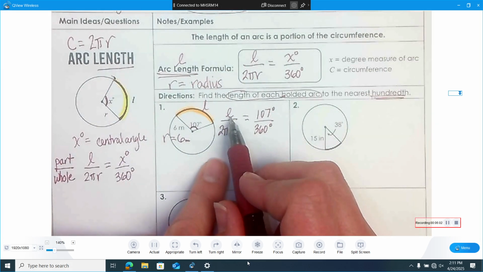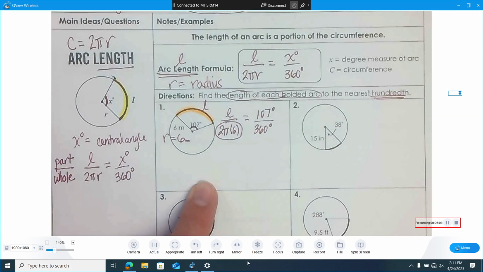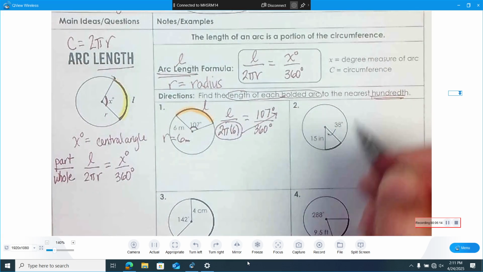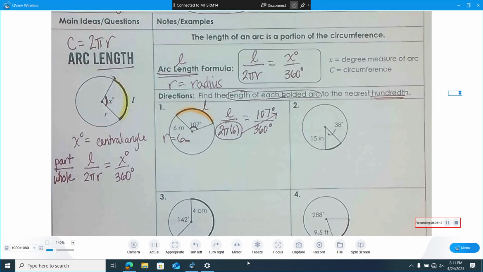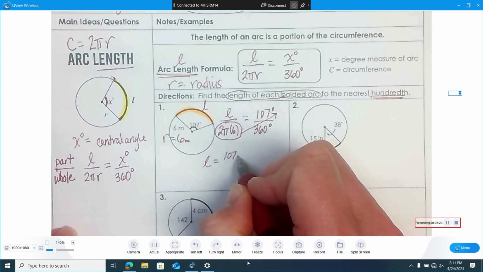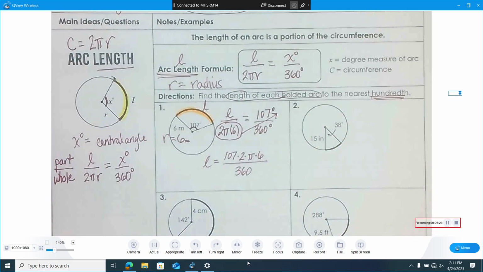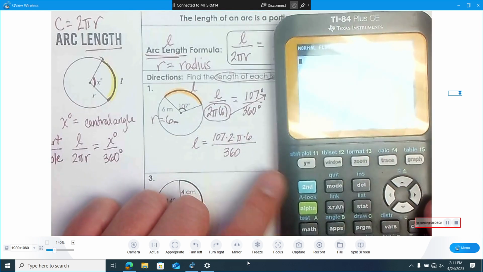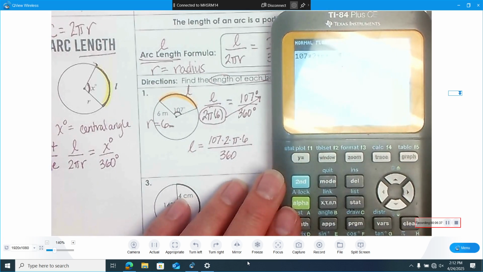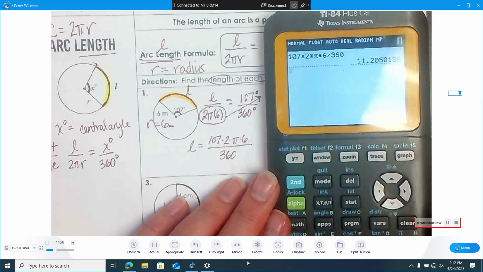Now, I'm trying to get L all by itself. So what can I do with all of this stuff? You can cross multiply. I'm going to make it a little bit easier and say, hey, all we really need to do is multiply it to the other side. Okay? So then I'm going to have L equals 107 times 2 times pi times 6, all divided by 360. And this is not the only way to do it, but that's how I'm going to show you today. Times 2 times pi times 6 divided by 360, and we get 11.21.